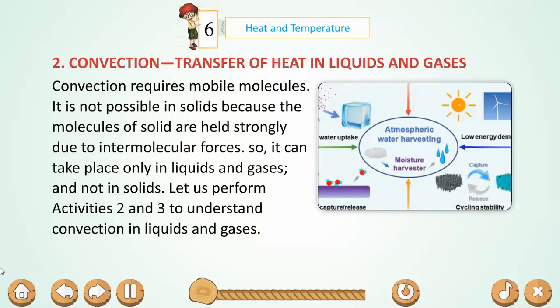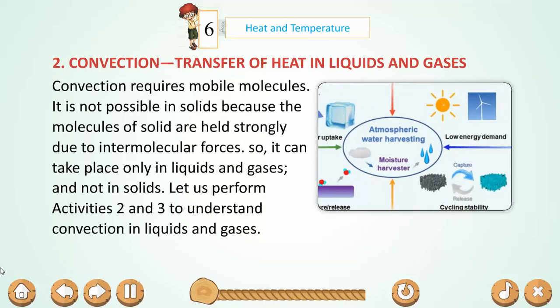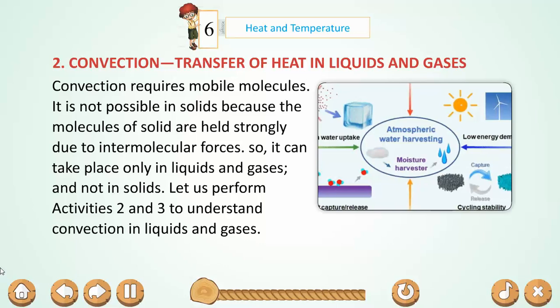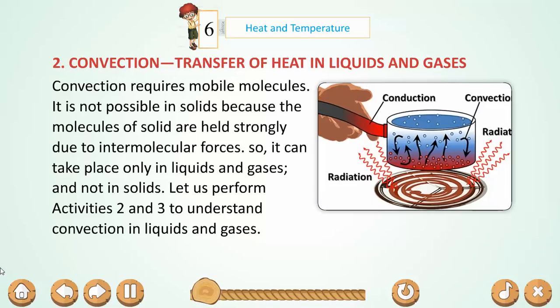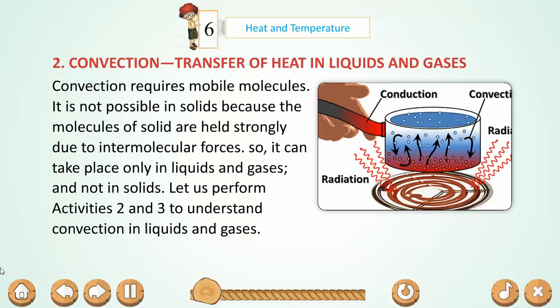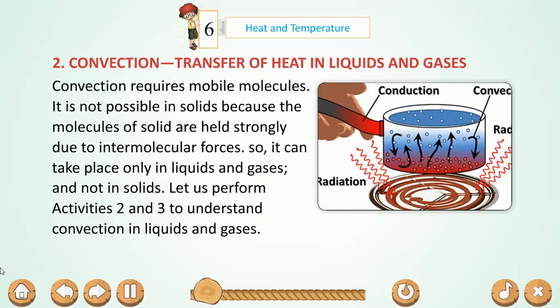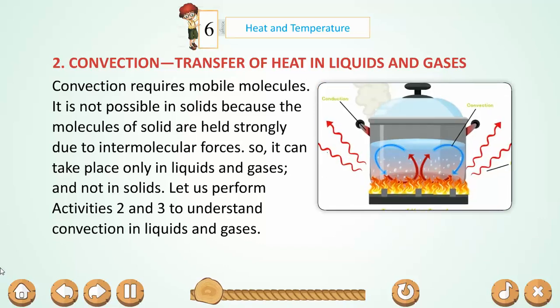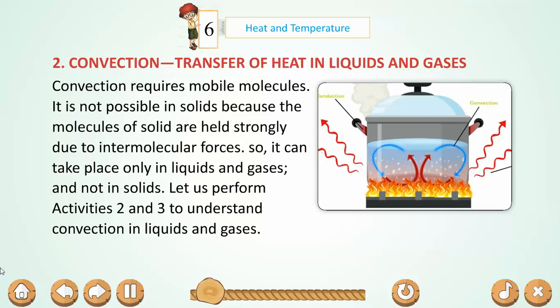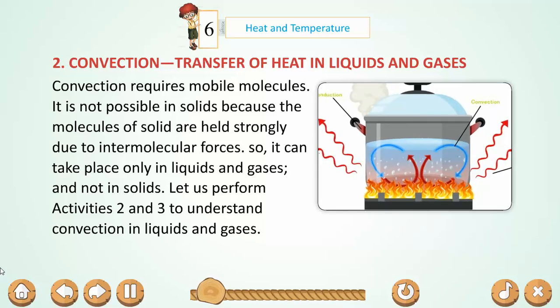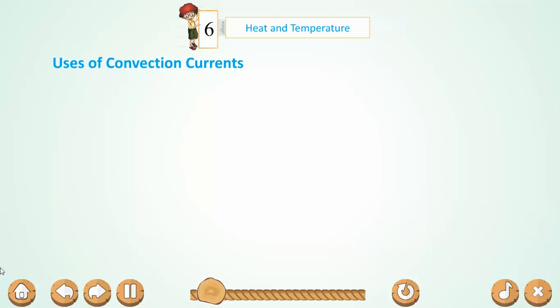Convection requires mobile molecules. It is not possible in solids because the molecules of solids are held strongly due to intermolecular force. So it can take place only in liquids and gases and not in solids. Let us perform activities 2 and 3 to understand convection in liquids and gases. Uses of convection currents.